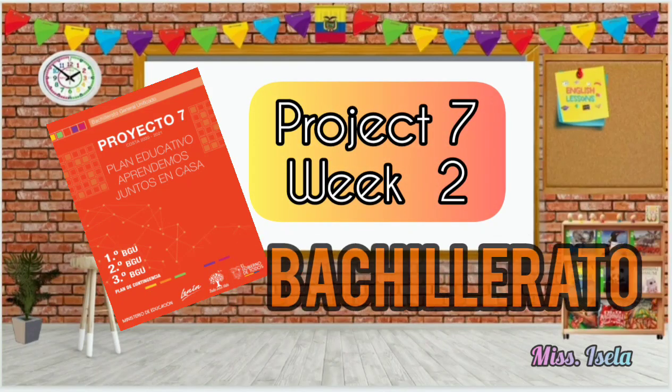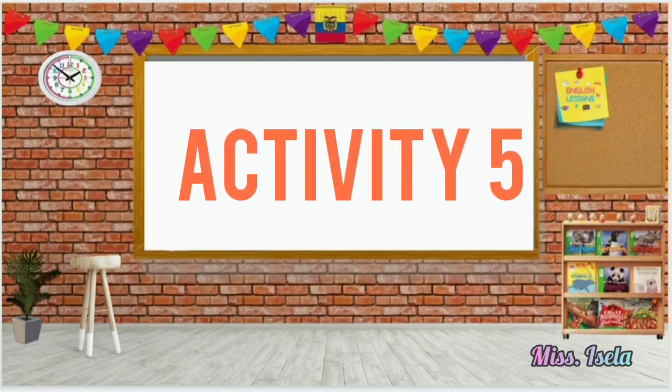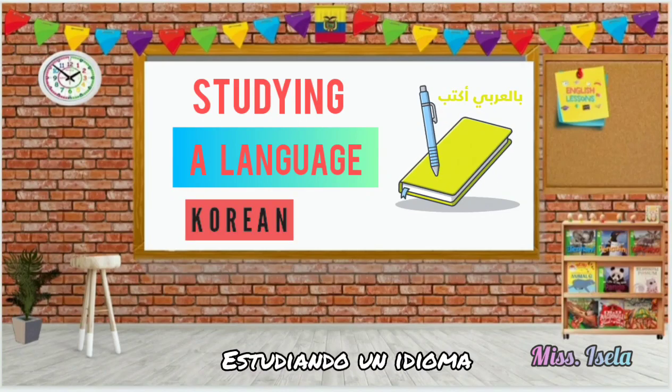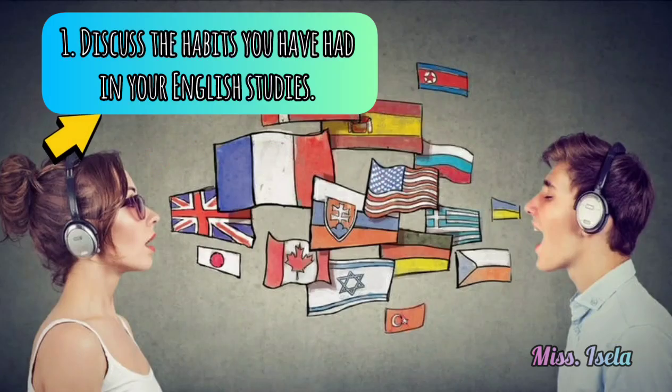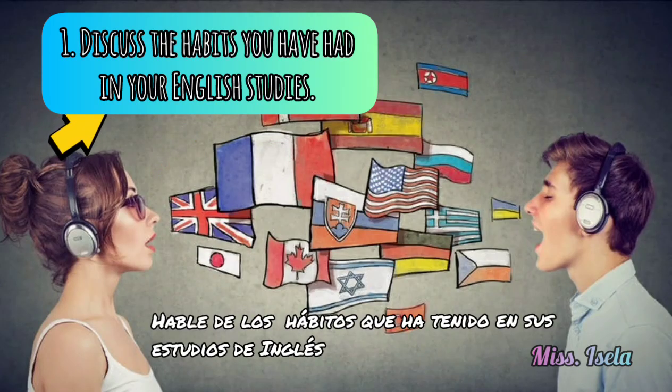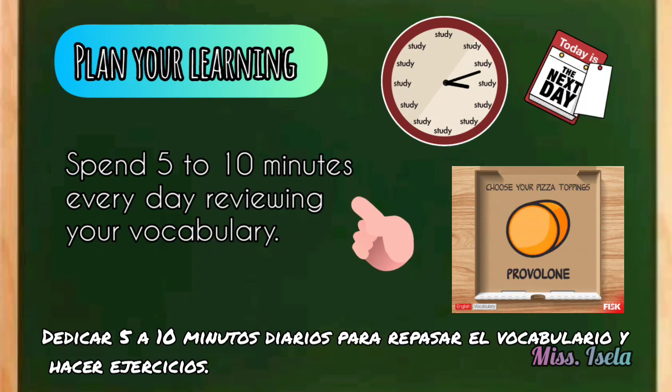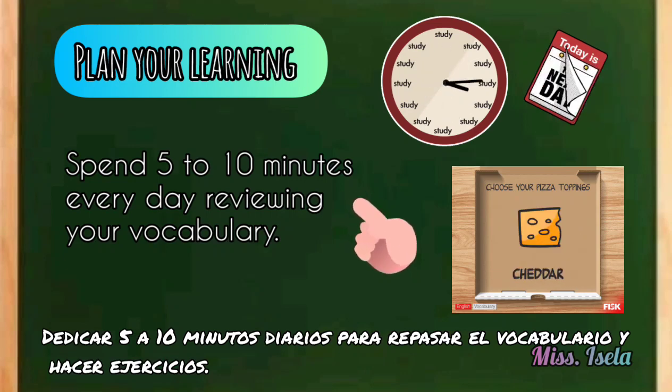Let's start with the project 7, Week number 2, activity number 5. Studying a language. Okay, now let's start off with the first activity. 1. Discuss the habits you have in your English studies. For example, plan your learning. Spend 5 to 10 minutes every day reviewing your vocabulary.